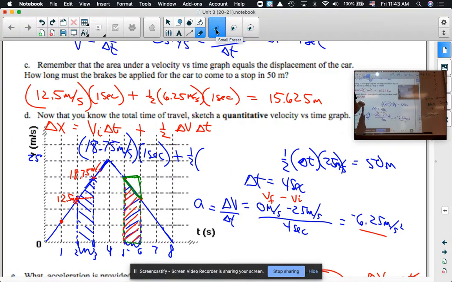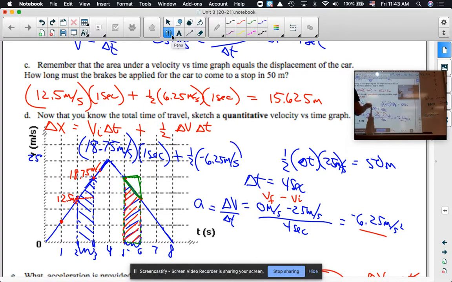Okay, negative 6.25 meters per second times 1 second time interval again. And if you'll notice what's happening here, that second cancels that second, and this second cancels this second. And so we get 18.75 meters plus a negative 3.125, which still gives us 15.625 meters. That's the same as we had before.